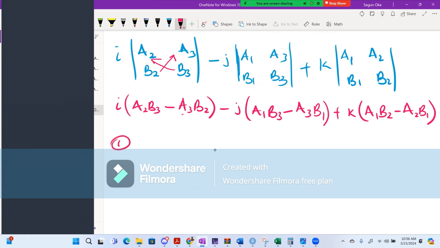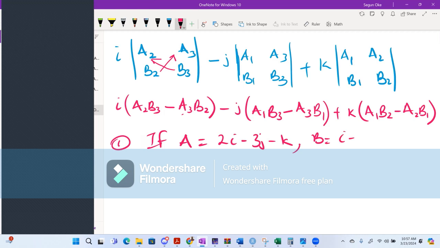Example 1 says, if A is equal to 2I minus 3J minus K, and your B is equal to I plus 4J minus 2K, right? Please be attentive because you will do your own. I will do my own.